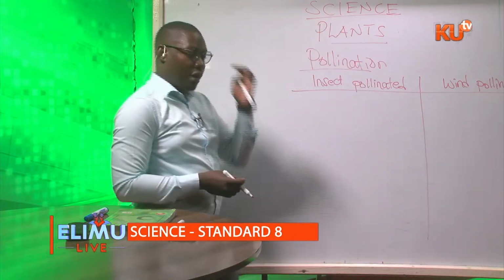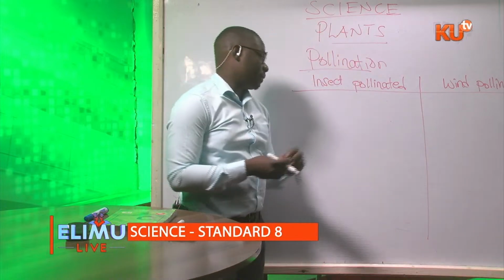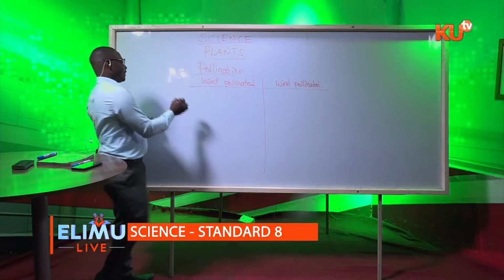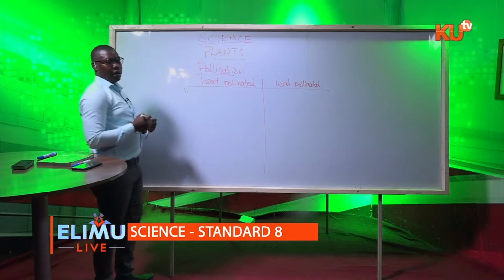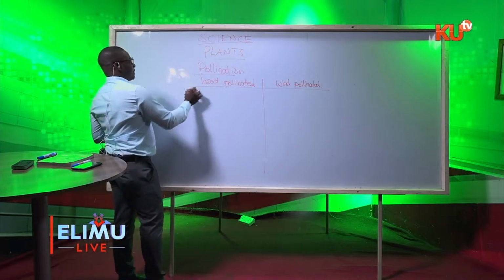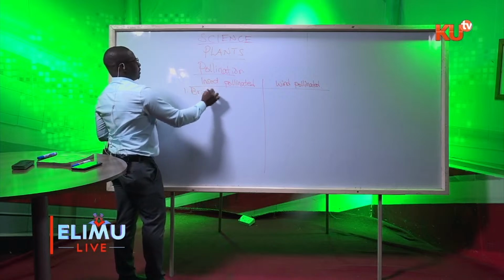I will draw a table so that we can see the comparison. So the first one: insect pollinated flowers are brightly colored.